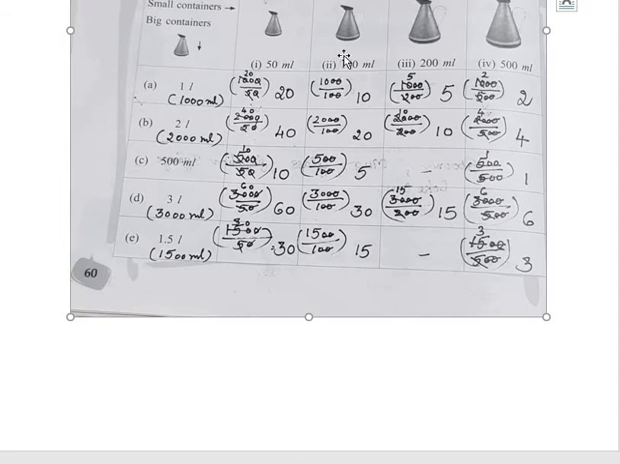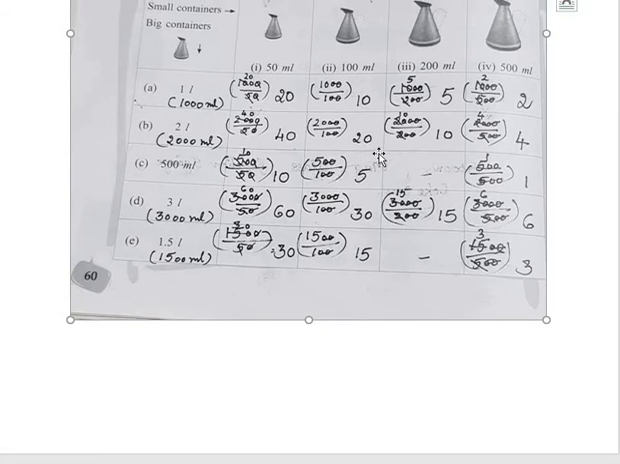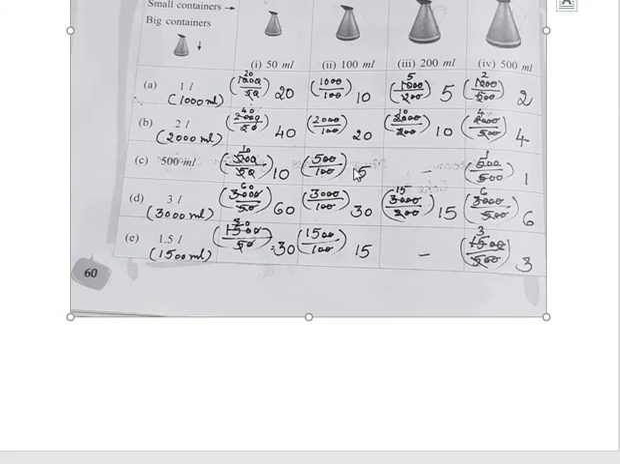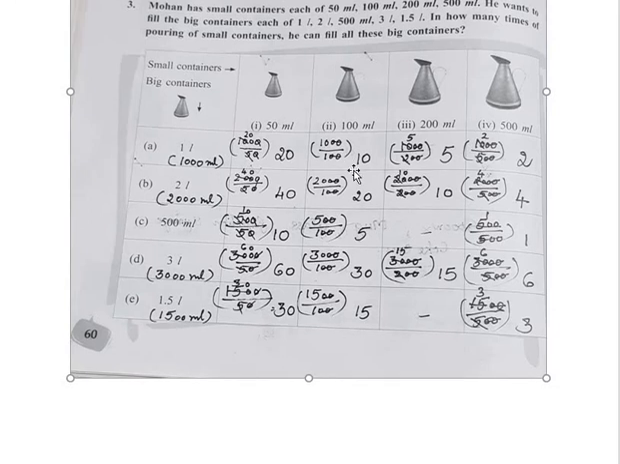Next one, 100 ml. 500 upon 100. 0 and 0 cancel each other. So the number will become 5. So 5 times he can use it.